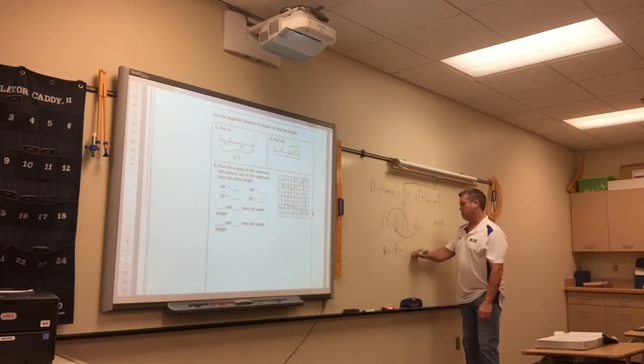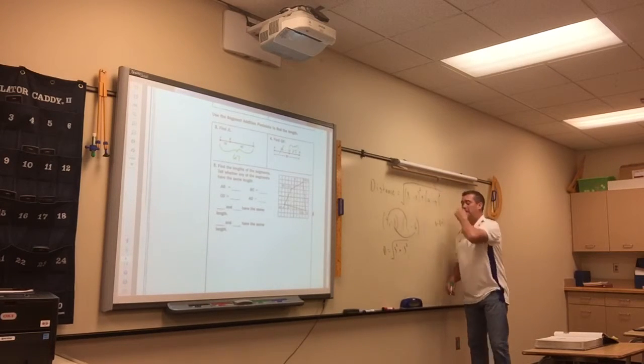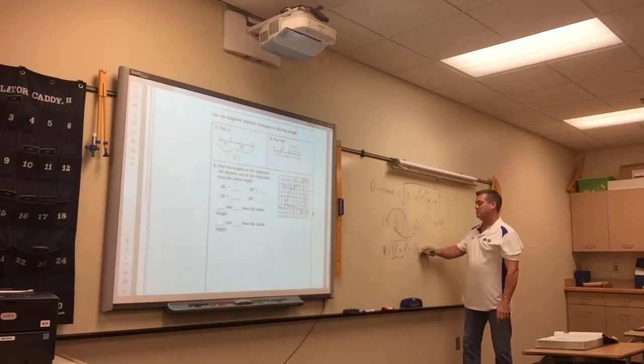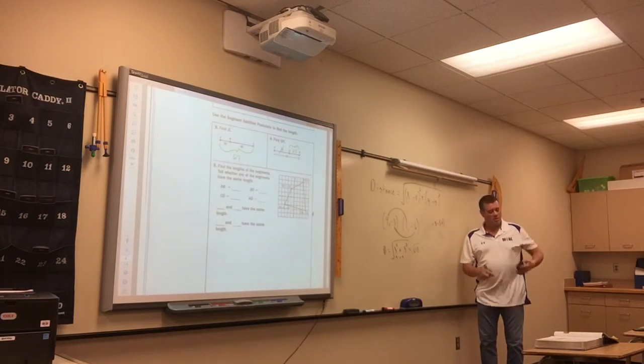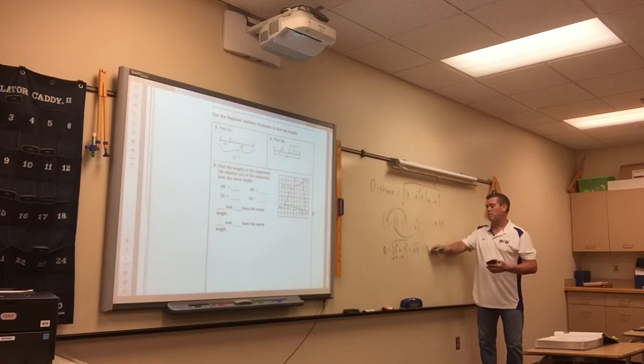Plus 3, yep. And then, don't forget, you gotta square root it. This is 9, and this is 9, so that would be the square root of 18. It's not a perfect square, so you can just leave that. If they say round to the nearest tenth, the square root of 18 is 4.2.